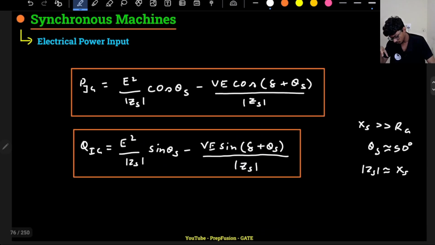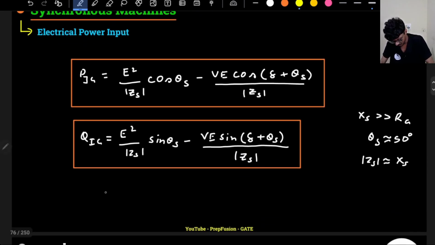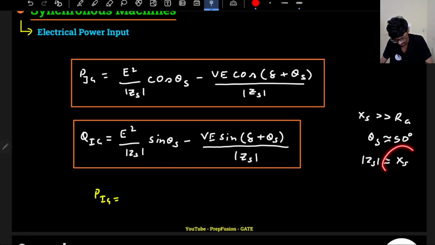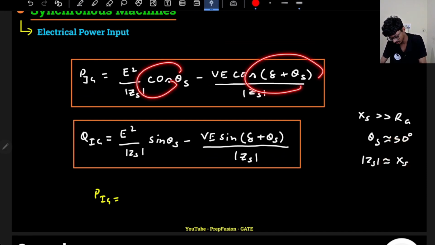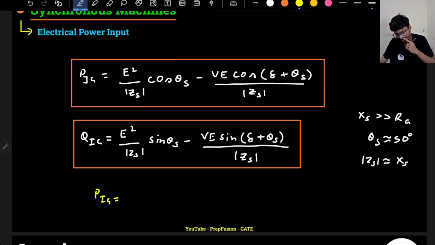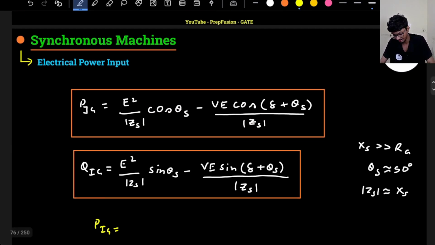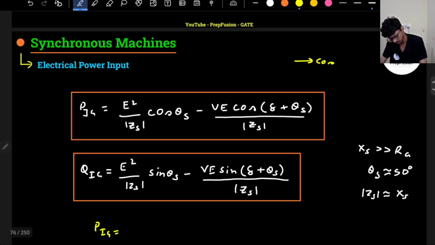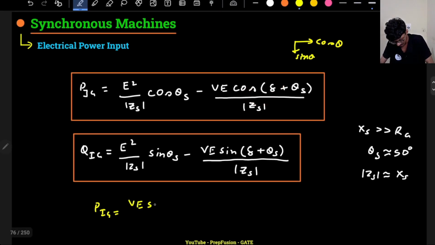Now if I write down the approximate values, what will be the approximate value? Approximately Pij, if theta is almost 90, cos 90 will be 0, so this will be the input power. Cos of 90 plus delta is minus sine delta. If I add 90 to the angle in cos, it becomes minus sine. So it will be minus of delta, minus minus becomes positive, so this will be VE angle plus sine delta divided by XS, an approximate value, only valid when my synchronous reactance is much higher than the armature resistance.